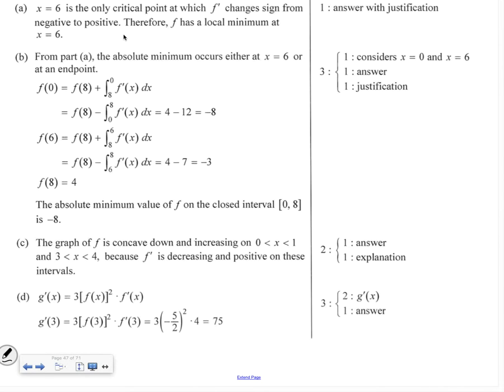C, for your answer, 0 to 1 and 3 to 4, and then the explanation. So you could say f prime is decreasing and positive on these intervals, or like we did, you could say f prime is, what was it? I can't remember what I was trying to find. Yeah, f prime is positive and f double prime is negative for the concave down and increasing. And then D, g prime of x, you get 2 points for taking the derivative correctly, remembering that you have a chain, right? You multiply by f prime of x, and 1 point for the answer, which was 75.